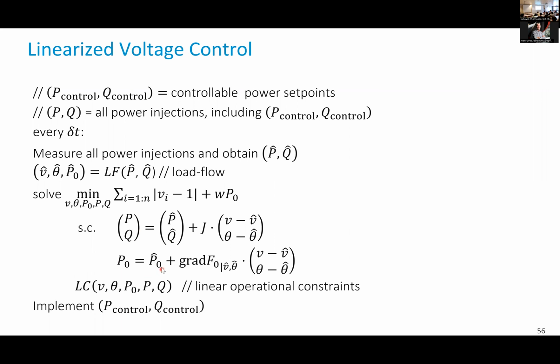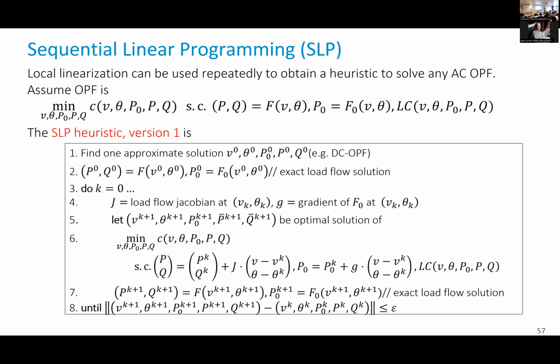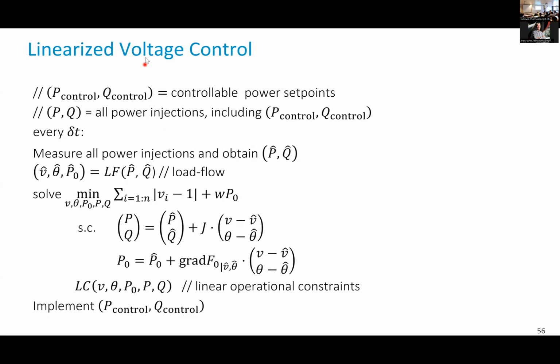If I do this, I have power here that is not the truly physical power, but is the approximation of the physical power given by this linearization here. And I add here operational constraints, for example, I would like the power P and Q to be less than some quantities of interest here. So that gives one iteration of what is called a linearized voltage control here.